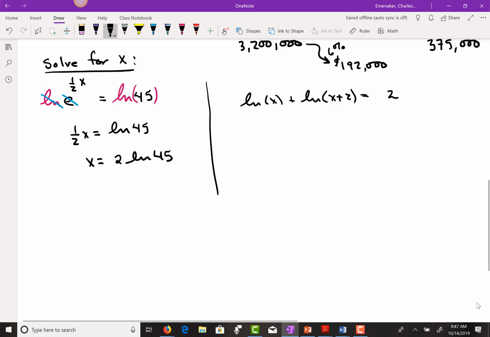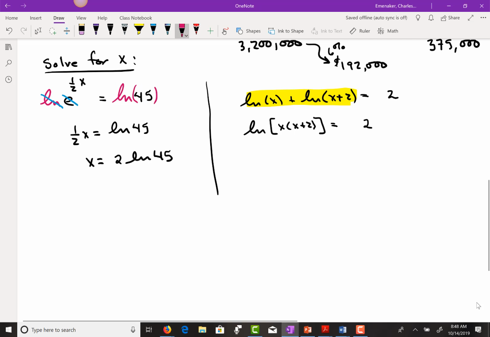Okay? One of those properties, the very first one, says that if you have two things being added together, that can be rewritten as the natural log of the first thing times the second thing. And it's still going to be equal to 2, and I'm intentionally writing the 2 over to the side a little bit, saving some space there. Okay, now how do you undo natural log? What's the inverse of natural log? It's applying e to each side, isn't it?